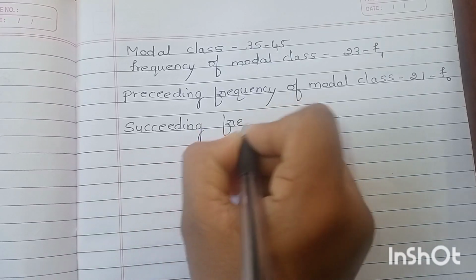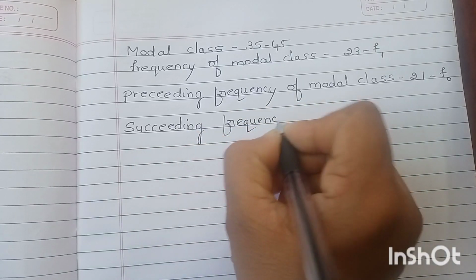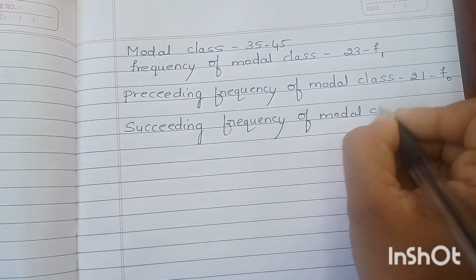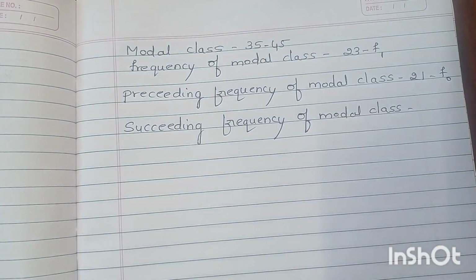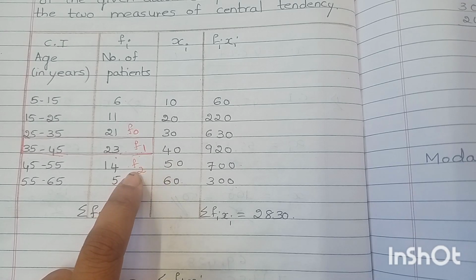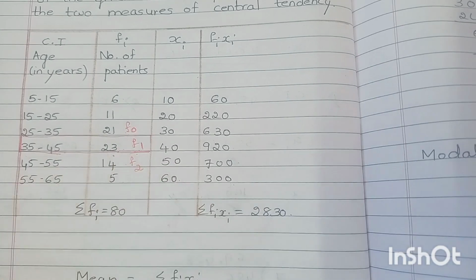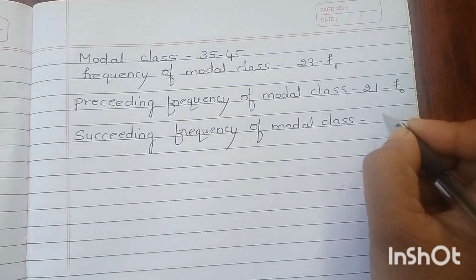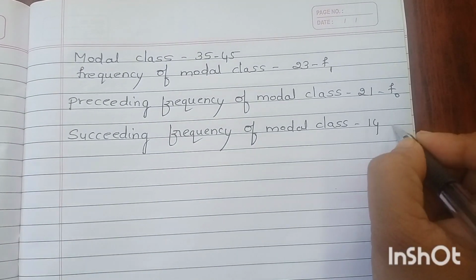Then the succeeding frequency of the modal class. In this, which one? Look at this, 14. It is the succeeding frequency. F1 is here and the succeeding frequency is this one, 14. Okay, that is F2.